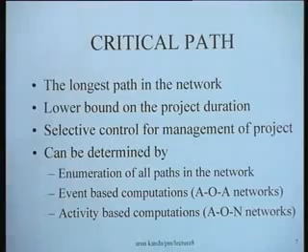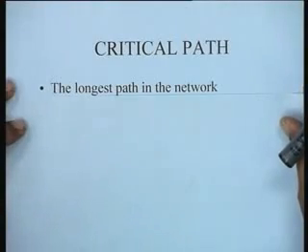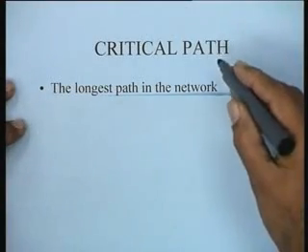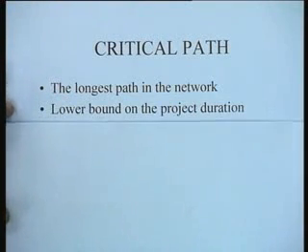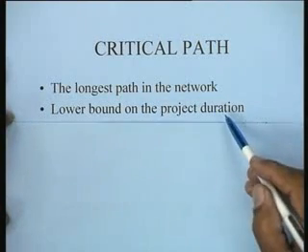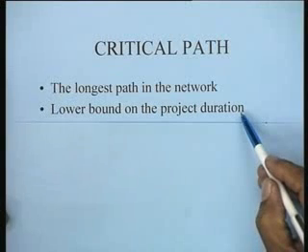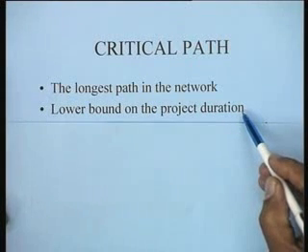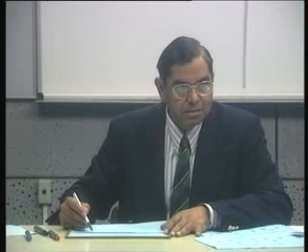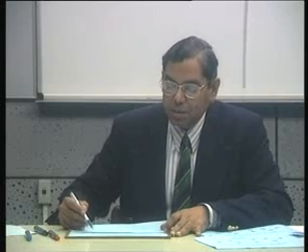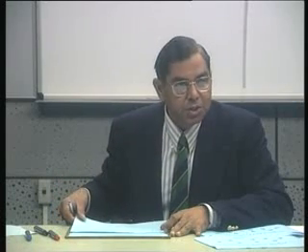So how do we determine the critical path, and what is the critical path? What is the significance of the critical path for a project? A critical path is in fact the longest path in the network. The interpretation of the critical path is that it is a lower bound on the project duration, that the project cannot be accomplished in a time smaller than the length of the critical path. The project may take longer, but this is the minimum possible duration of the project.